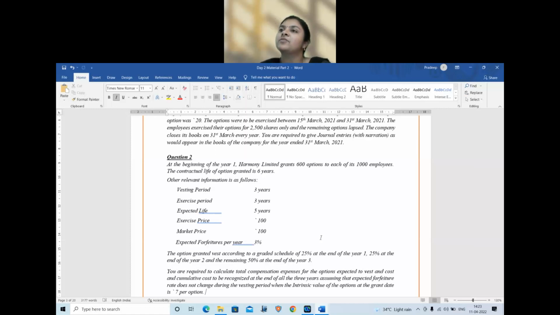So what is the period for which we will recognize the expense? 3 years being the vesting period. Okay. Expected life is 5 years. Doesn't matter. Exercise price 100, market price 100. So exercise price and market price are the same. Expected forfeitures per year is 3. Expected forfeiture here indicates the options which are unvested. Right?